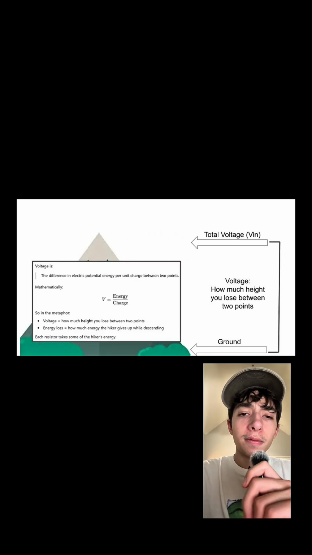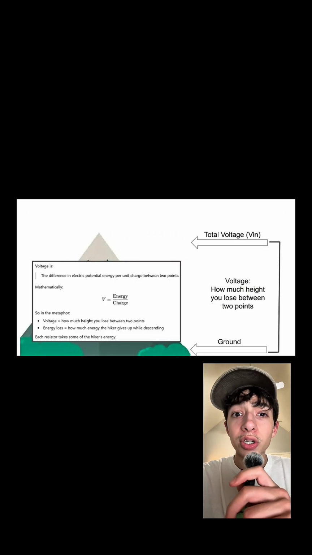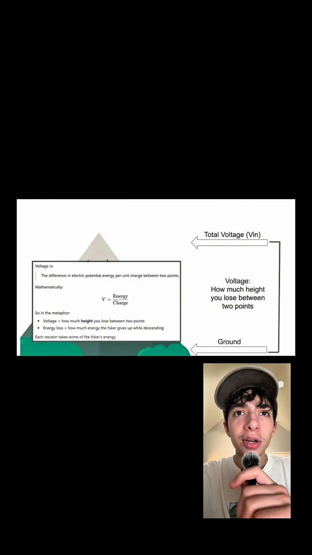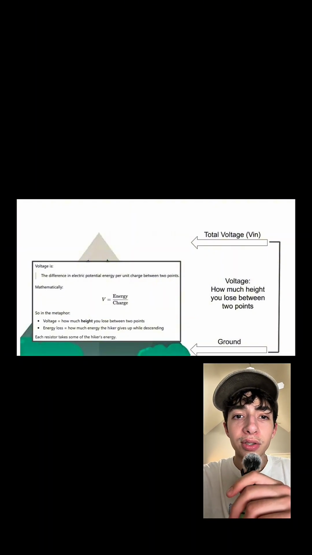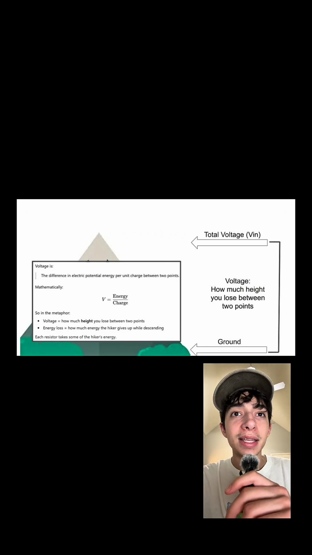In a circuit, voltage is defined as the difference in electric potential energy per unit charge between 2 points. So in your circuit, you're going to have a total incoming voltage and you're going to have a ground. The difference between these is how much voltage is going through your circuit.